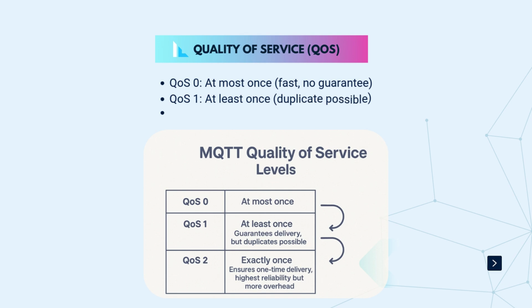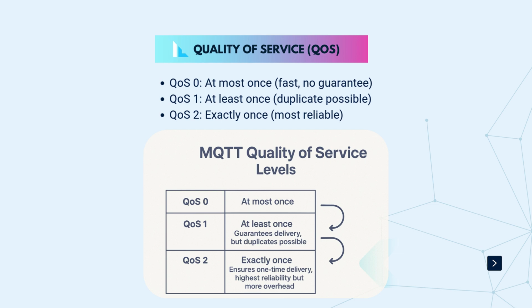These define how messages are delivered between publishers, brokers, and subscribers. There are 3 QoS levels in MQTT. QoS 0, at most once. This is the simplest. The publisher sends the message once, and if it doesn't reach, that's it. No retries, no confirmation. Think of it like sending a postcard. Once you drop it, you don't know if it was received.